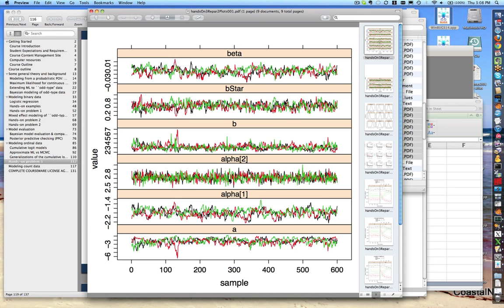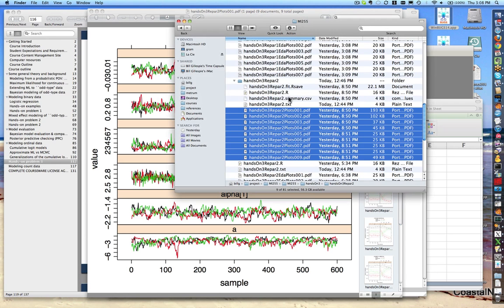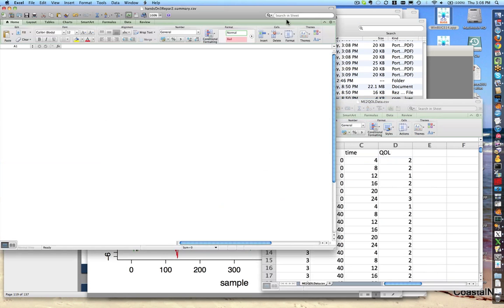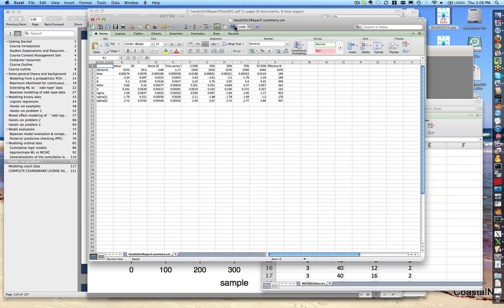Now, is this really quite enough samples? I'd argue probably not. But it looks much better. In fact, let's look at our estimates here.